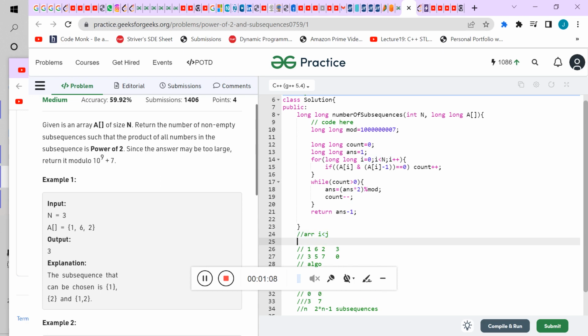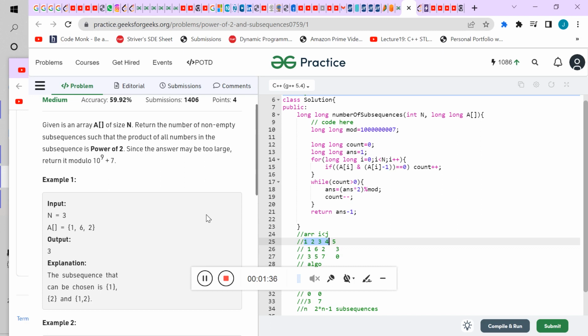Suppose you must be knowing this, but I am explaining once more: 1 2 3 4 5. If I want to make a subsequence, it may be 1 3 5, right? But if I want to make a subarray, it must be continuous, like 1 2 3 4. I hope you understand that. So let me move on further.